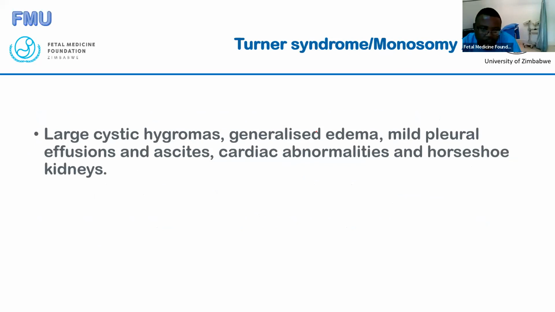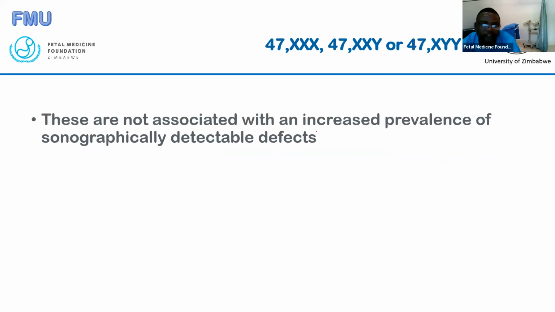Then the monosomy X or Turner syndrome. Normally they present with a large cystic hygroma. I think by now we have all seen cystic hygromas. And generalized edema, I think we had one yesterday, it's Sally. Is it Sally or Para? I can't remember, but we had one this week. Then we have generalized edema. Then we have mild pleural effusions and ascites, and also cardiac abnormalities and horseshoe kidneys. Normally, the picture these babies give is quite typical, as described here. So that's monosomy X features.